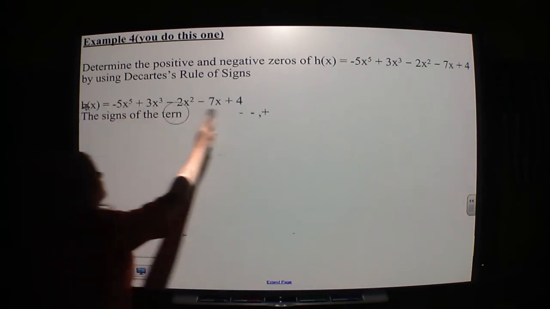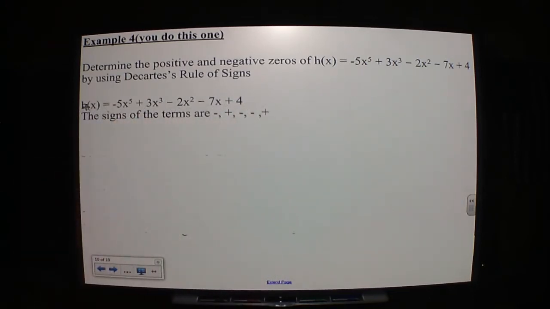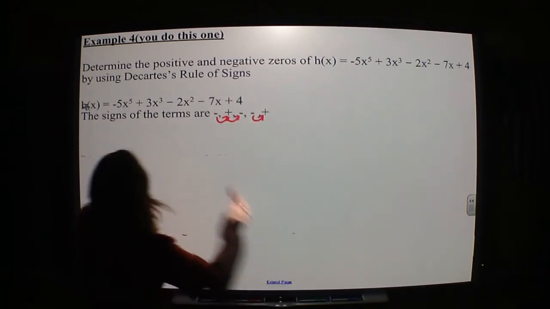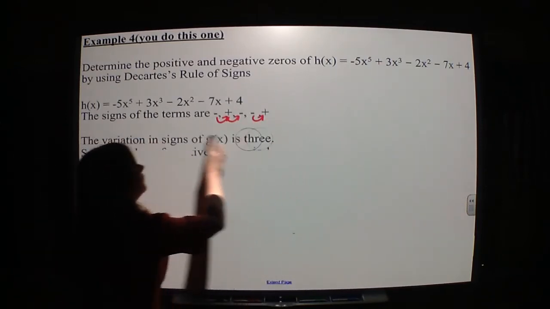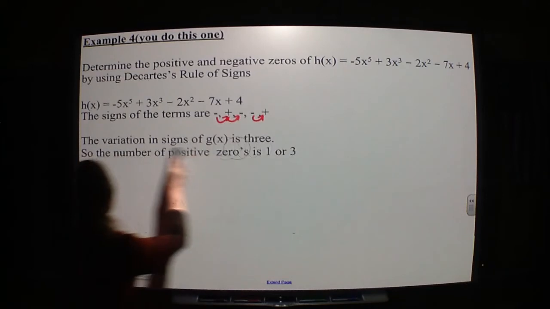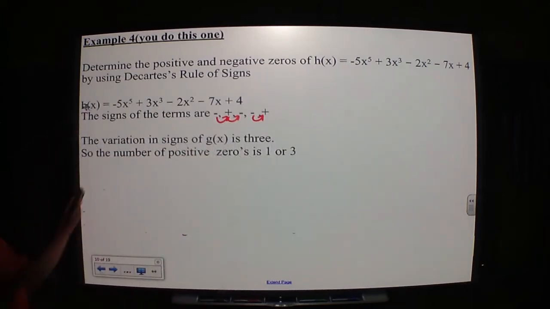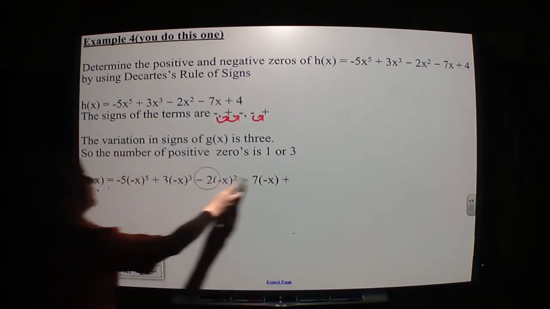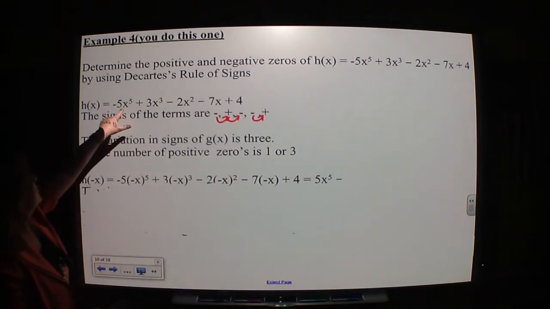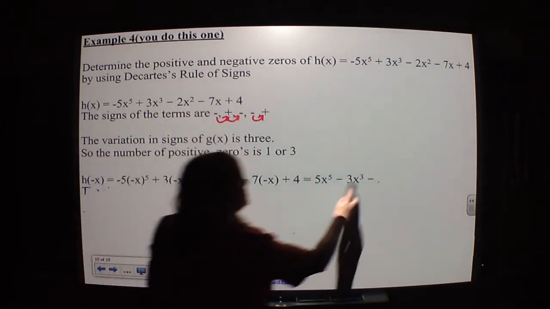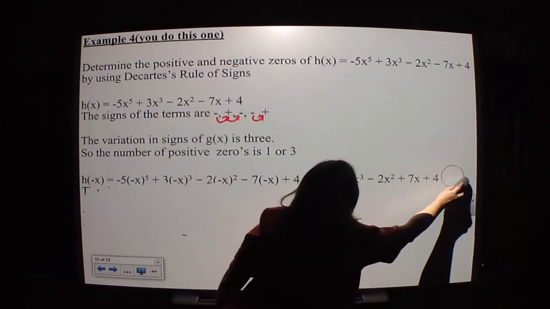There's my polynomial. My signs would be negative, positive, negative, negative, positive. I hope you can tell. There's a variation in sign, there's a variation in sign, and there's a variation in sign. So there are 3 variations in sign, so the positive zeros will either be 3 or 1. If I plug in a negative x, you'll have positive 5x to the 5th minus 3x cubed plus 2x squared plus 7x plus 4.